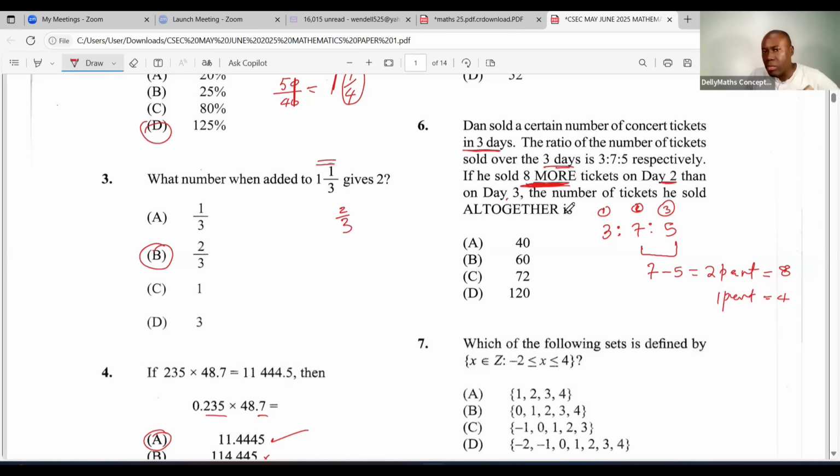What is the question? The question says the number of tickets sold altogether. So 1 part is 4. How many parts do we have altogether? You're talking about 3 plus 7, that's 10, plus 5, and that's going to be 15. So it's going to be 15 times 4. That is 60. So it was 60 tickets altogether. So you could just easily walk yourself through. There are other ways to do it, but I'm just using the difference in the ratios between day 2 and day 3. So that's the question right there.